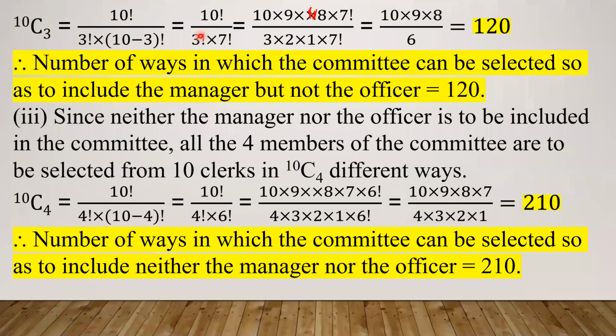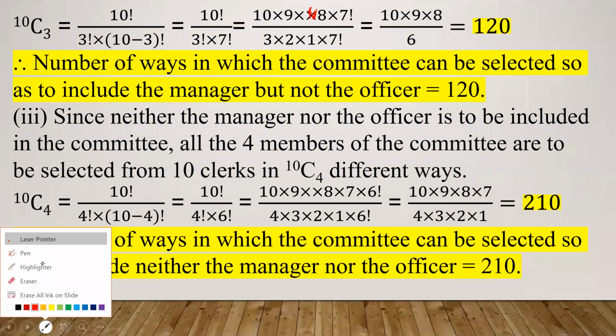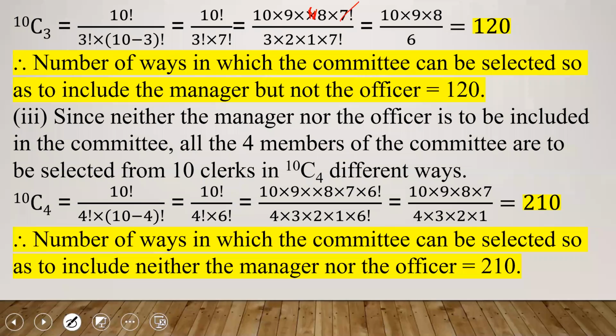Okay. What is 3 factorial? It is 3 into 2 into 1. And this 7 factorial I have written as it is. Now see, 7 factorial and 7 factorial will get cancelled because it is there in the numerator as well as in the denominator. So what I will get is 10 into 9 into 8 divided by 6.